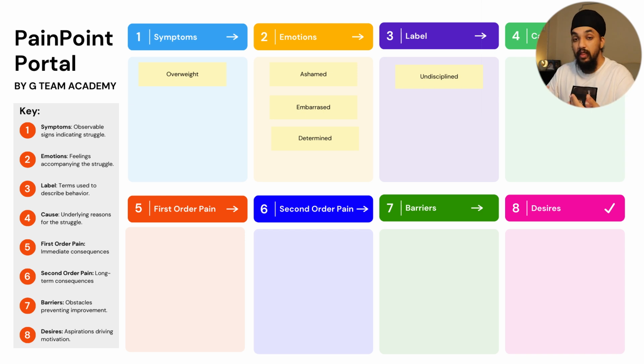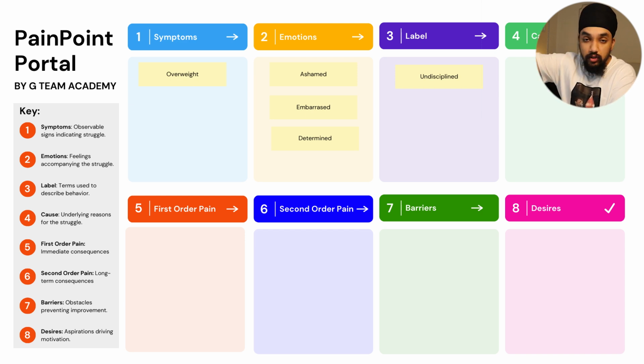Okay? That's the label that people might think about themselves at. However, one set of customers might think that they're undisciplined. The other set of customers might think, I have health conditions, right? So it's my health that's the main problem, okay? So we want to be able to think about, okay, well, what's the label that this person actually identifies themselves as? And we want to use that label to help move the conversation forward.